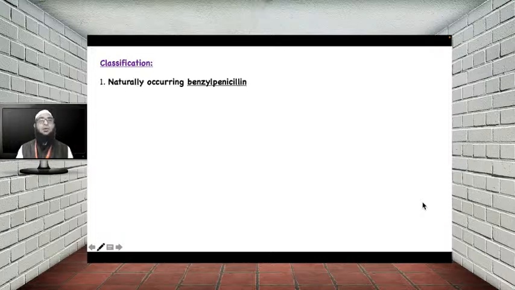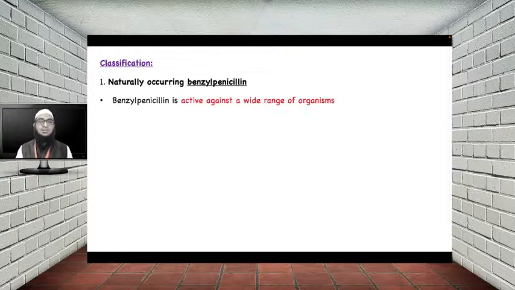Now let's see about the penicillin pharmacology in detail. So let's start with the naturally occurring penicillin, that is benzyl penicillin. So benzyl penicillin is active against a wide range of organisms. So that is the good activity of benzyl penicillin. Most of the organisms are inhibited in the presence of benzyl penicillin.